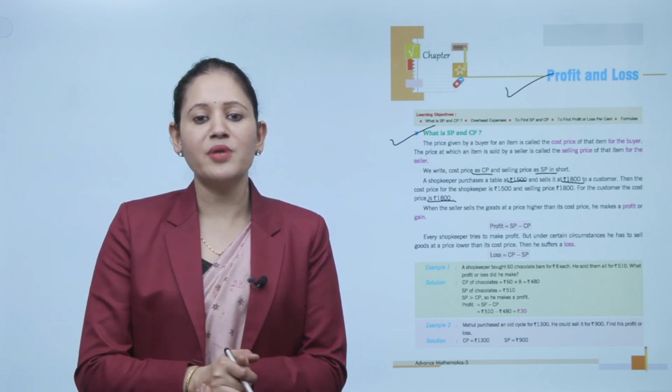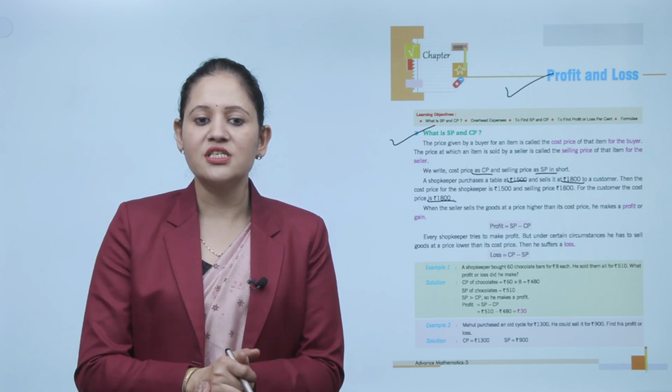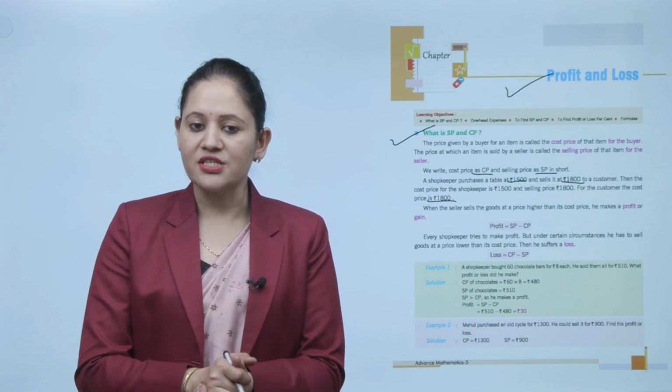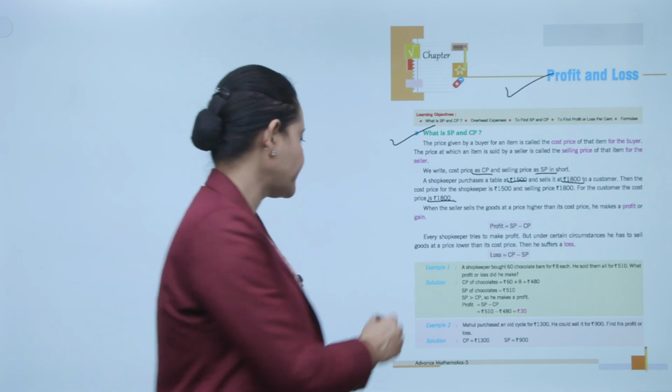Every shopkeeper tries to make profit, but under certain circumstances, he has to sell goods at the price lower than the cost price, then he suffers a loss. So loss equals to CP minus SP. Now I'll take an example.